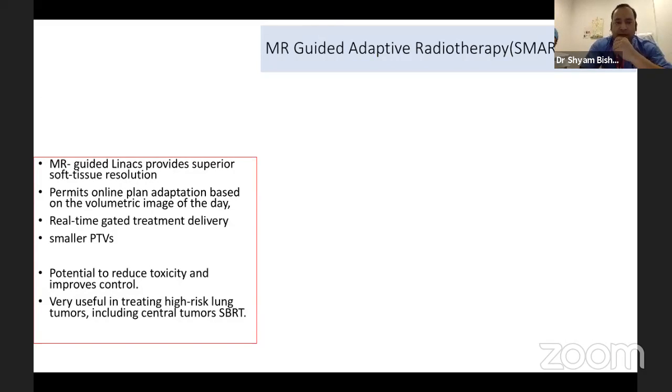The role of MRI in adaptive planning. The MRI-guided Linac provides superior soft tissue resolution. It permits online adaptation based on daily volumetric imaging. There is real-time gated treatment delivery, so we can use a small PTV. There is a potential for reduced toxicity and improved control rate.